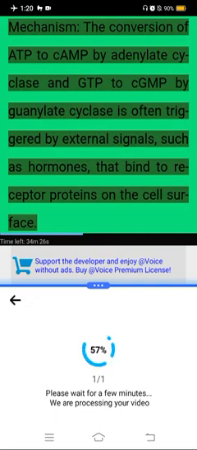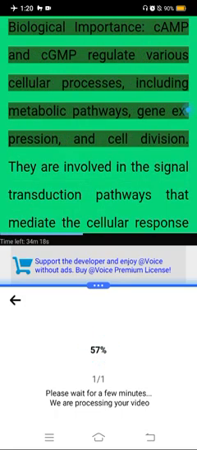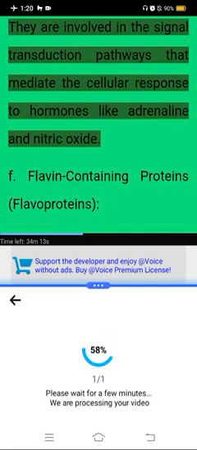Mechanism. The conversion of ATP to cAMP by adenylate cyclase and GTP to cGMP by guanylate cyclase is often triggered by external signals, such as hormones, that bind to receptor proteins on the cell surface. Biological importance. cAMP and cGMP regulate various cellular processes, including metabolic pathways, gene expression, and cell division. They are involved in the signal transduction pathways that mediate the cellular response to hormones like adrenaline and nitric oxide.